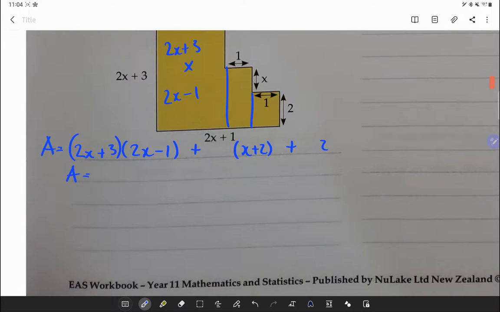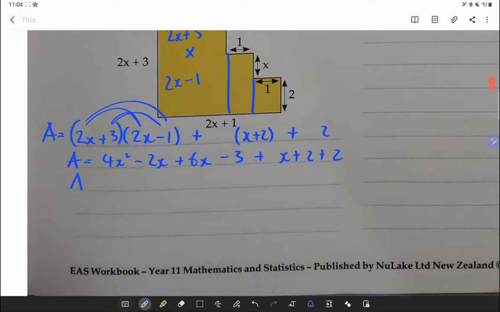Let's expand it and simplify. These are pretty simple. This is the only work here that I'm going to need to expand. So that 4x squared, that is negative 2x, that is a 6x, that is a minus 3. And then plus x plus 2 plus 2. These are just left over from there.